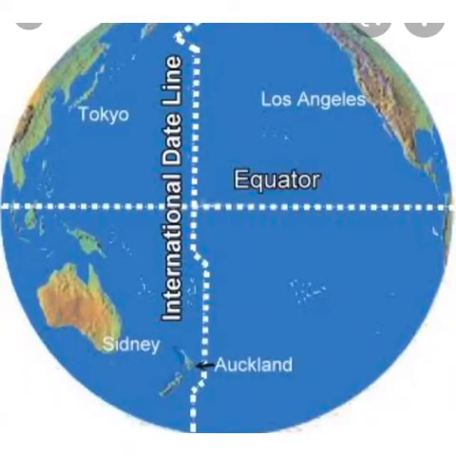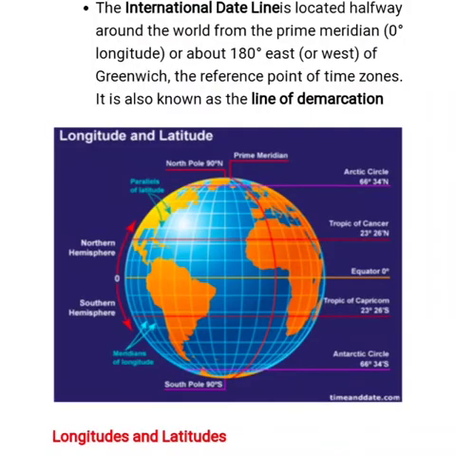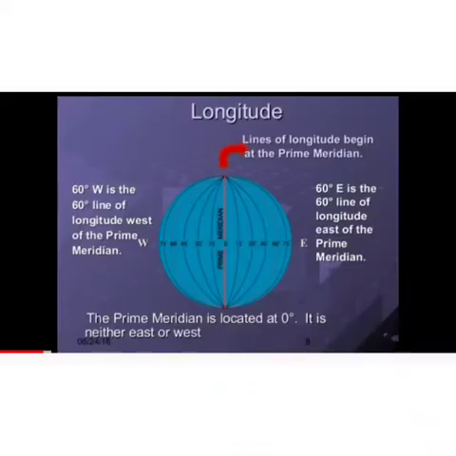So students, 180 degree longitude is called the international dateline. The international date line is located halfway around the world from the prime meridian, 0 degree longitude, or about 180 degree east of Greenwich. It is also known as the line of demarcation.